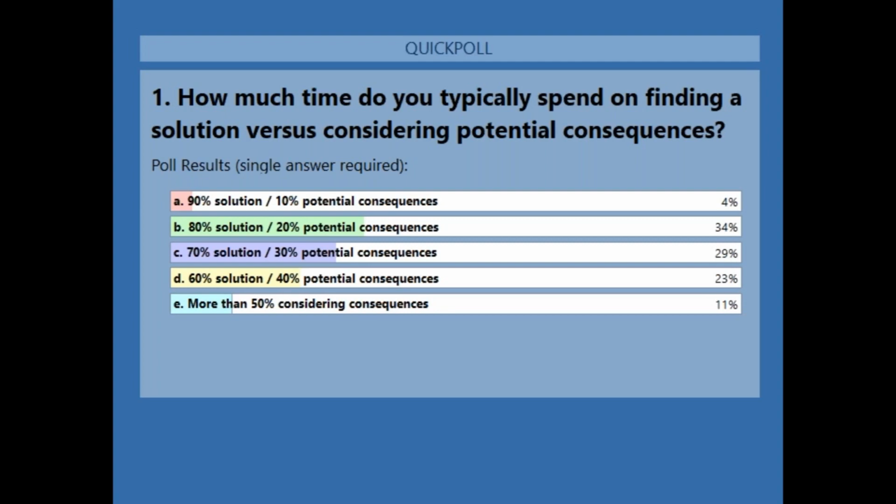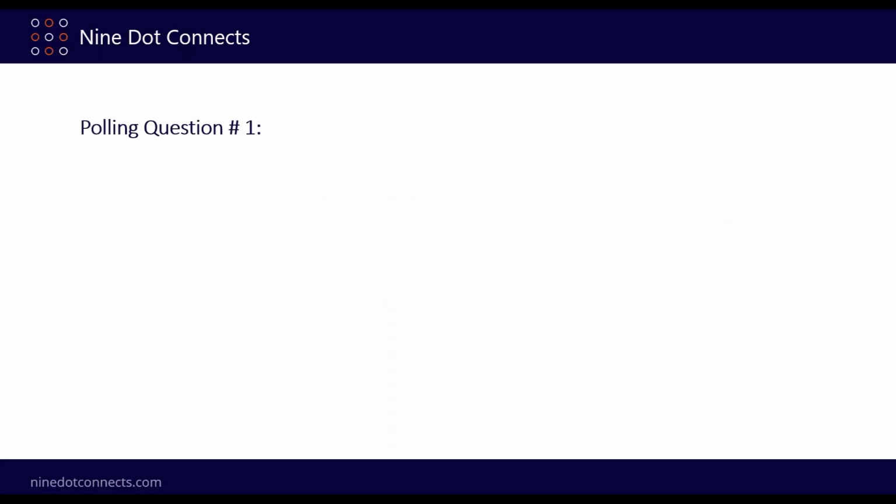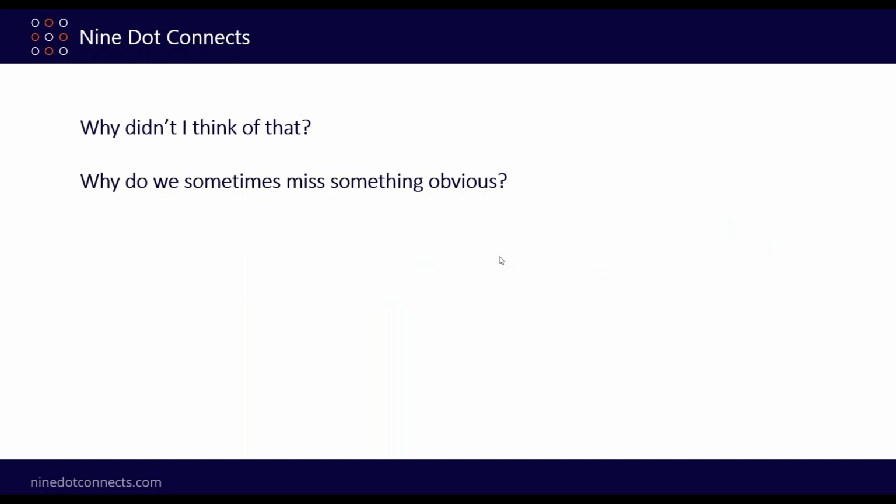Okay, great. The middle road is pretty even. I was thinking either 70-30 or 60-40 in my case, and I guess it depends on what you're designing. But definitely, that makes a lot of sense. And of course, the 90% solution, 10% consequences is way down, which is good to know, because what we need to do is think of everything.